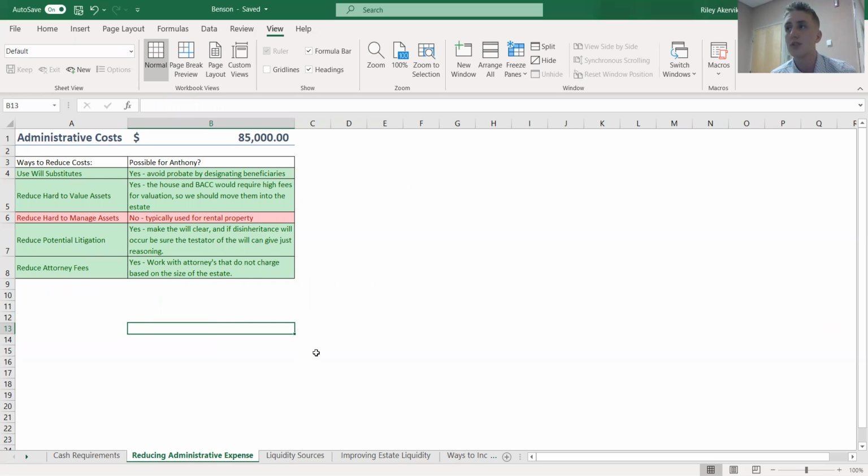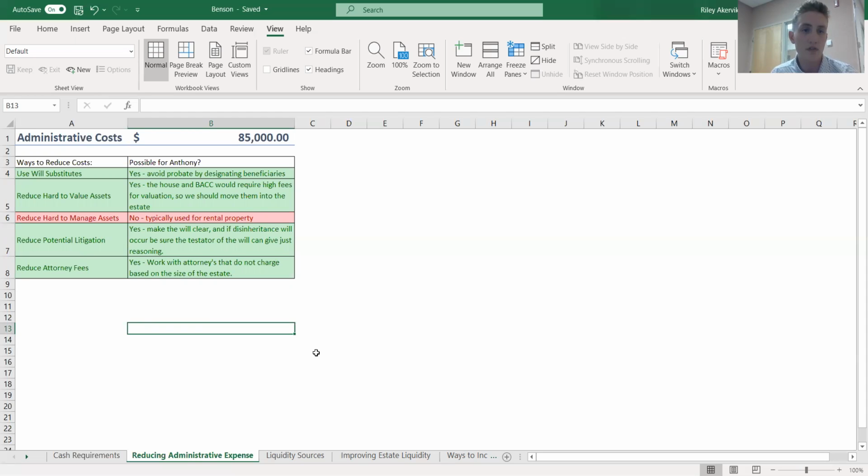Now we can reduce this using will substitutes. We can reduce hard to value assets, we can reduce potential litigation, and we can reduce attorney fees. The larger items to focus on here, though, are reducing hard to value assets by moving them to the estate, and reducing attorney fees by ensuring that they do not charge based on the size of the estate.